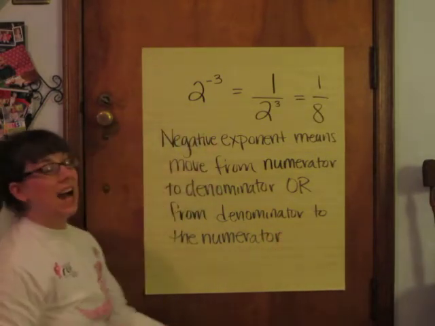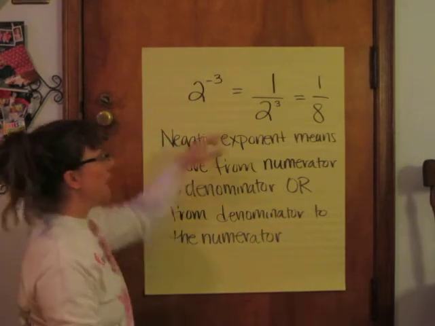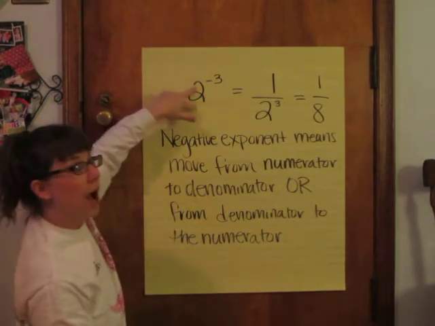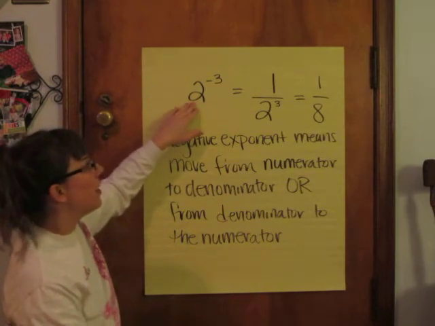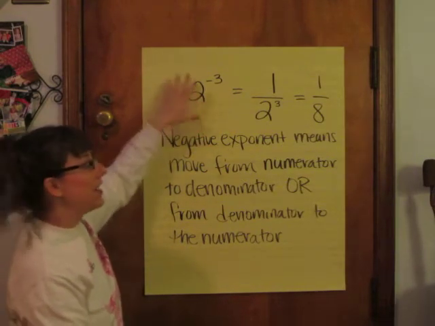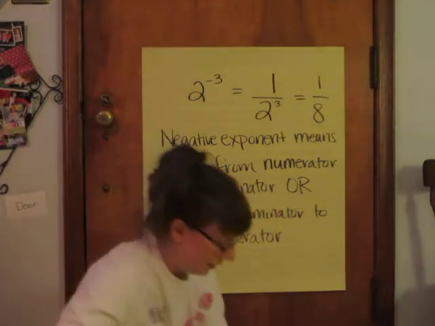Okay, so it's kind of like flipping, but it's not actually flipping. You're not taking it and going flip-flop, okay? You're actually moving it. Now here it kind of looks like that because you know that this is over 1, but it's not actually flipping it. And let me show you some more examples of why that's not exactly the case.